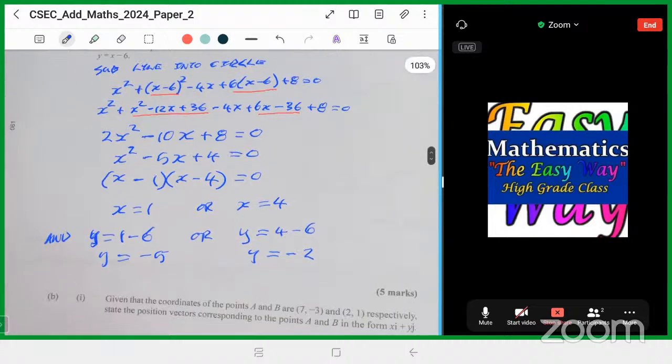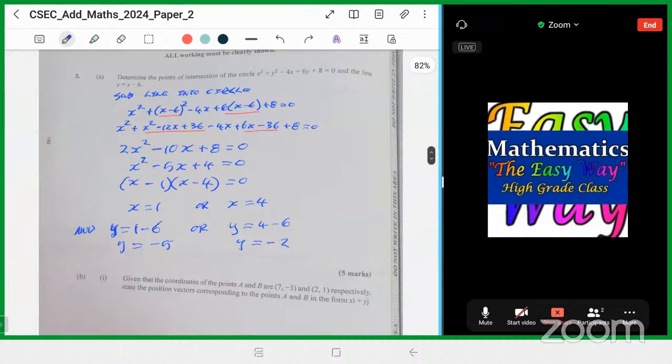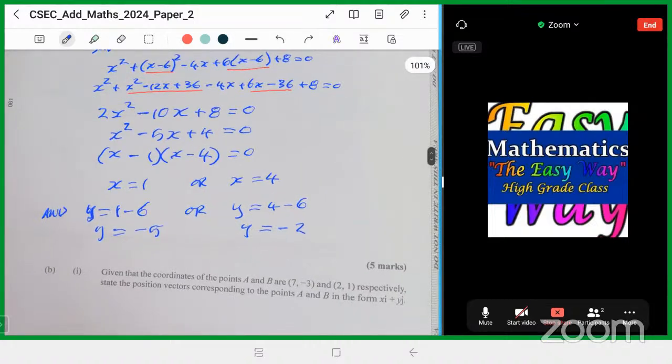My solution is, this says determine the points of intersection. I'm going to write my solutions over here. All right, so that is 1, negative 5, solution. Let's zoom in and write it, solution.